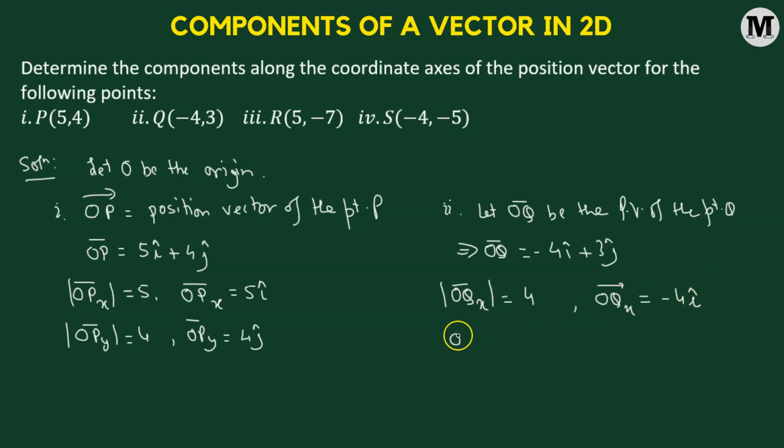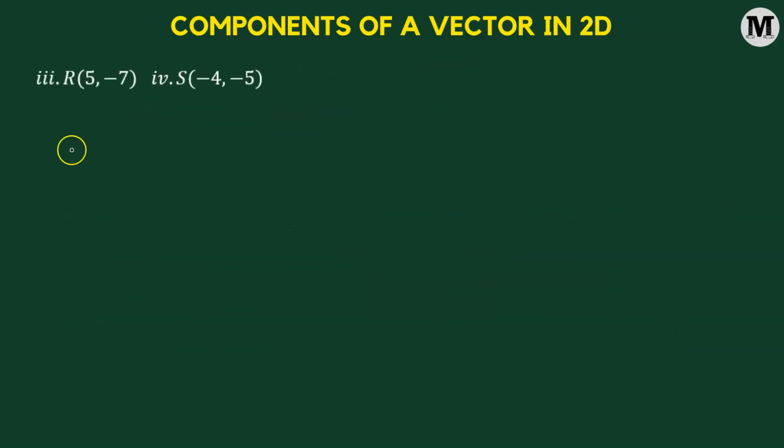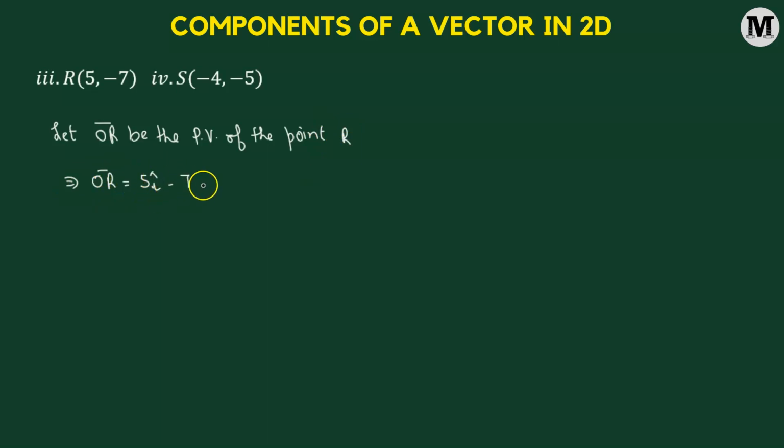Fine. Then what is the component of the vector OQ along the y-axis? That means what is the magnitude? That's going to be equal to 3 units. But if we consider the vector along the y direction, that's going to be 3 j cap. Now we can also define for 3 as well as 4. So for point number 3, let the vector OR be the position vector of the point R, which means that OR is going to be equal to 5 times i cap minus 7 times j cap.